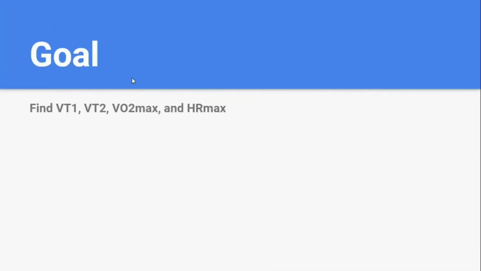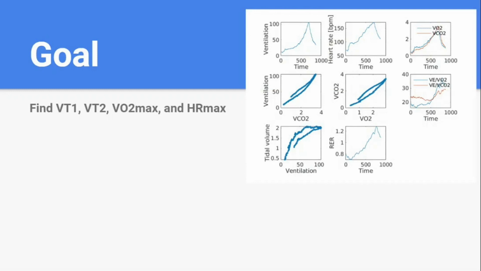So the goal is to find BD1, BD2, VO2 max, and HR max. So BD1 is ventilation threshold 1, and BD2 is ventilation threshold 2. Basically, ventilation threshold 1 is the point where you compensate the lactate accumulation. As you increase intensity of exercise, you produce lactate by your energy metabolic system, and as you increase lactate accumulation, you increase acidity of blood by increasing hydrogen ion.